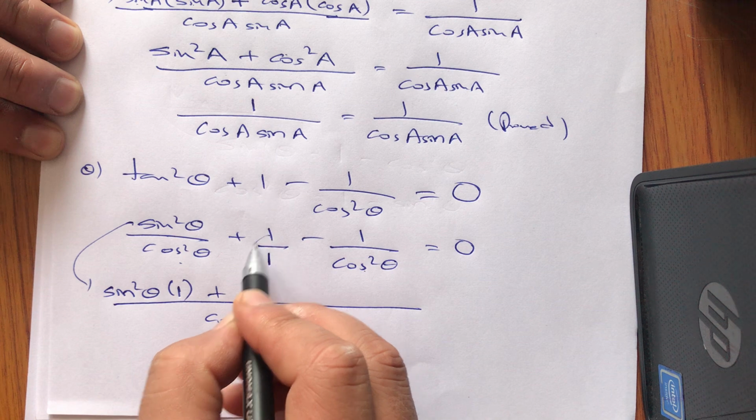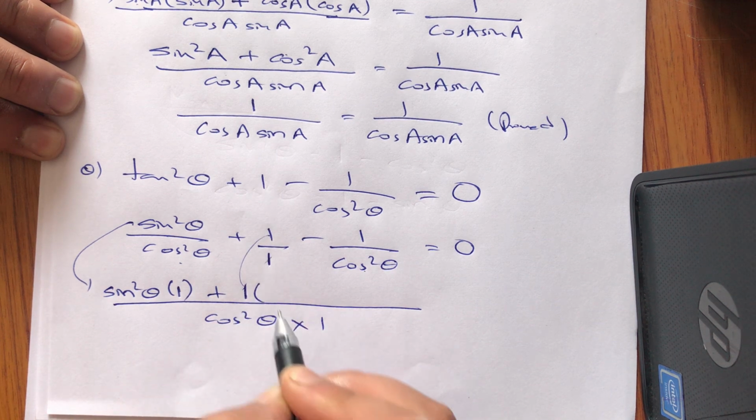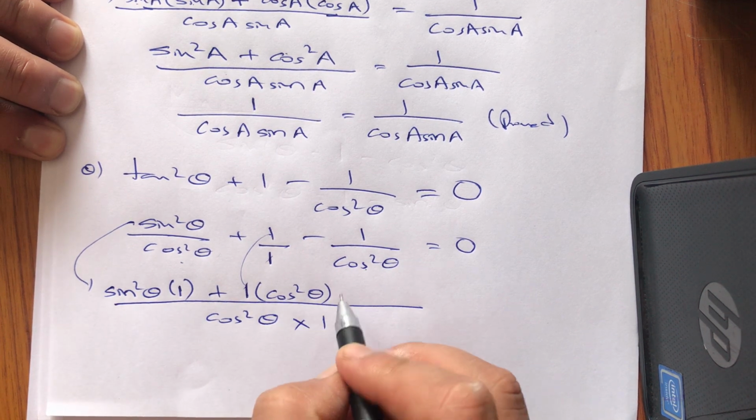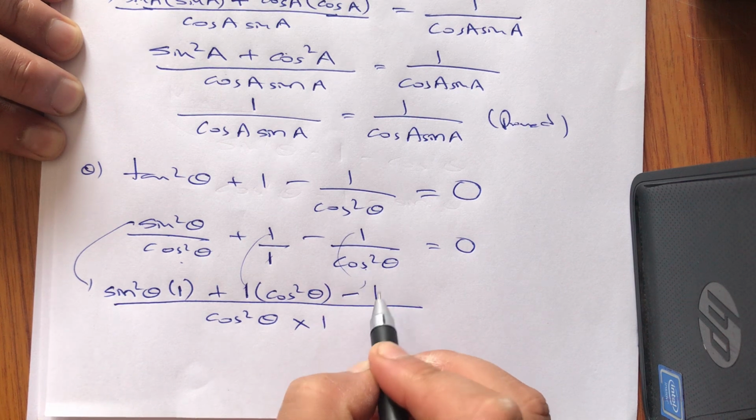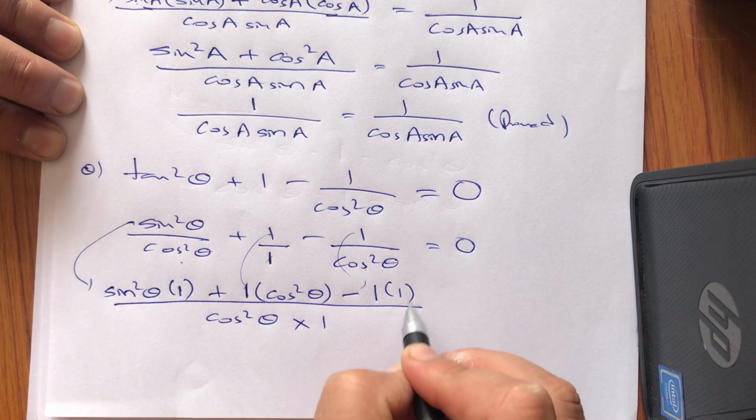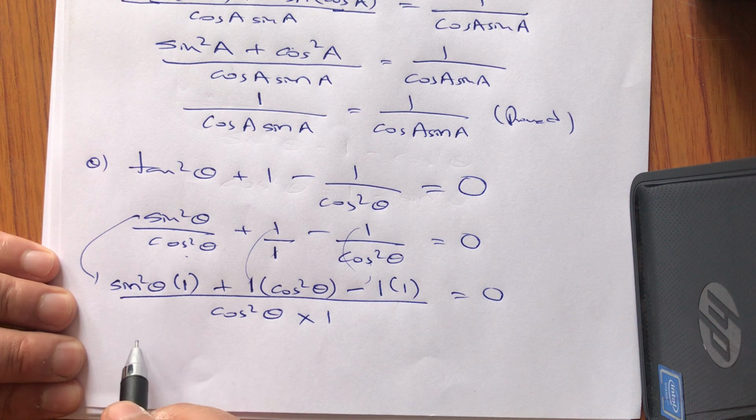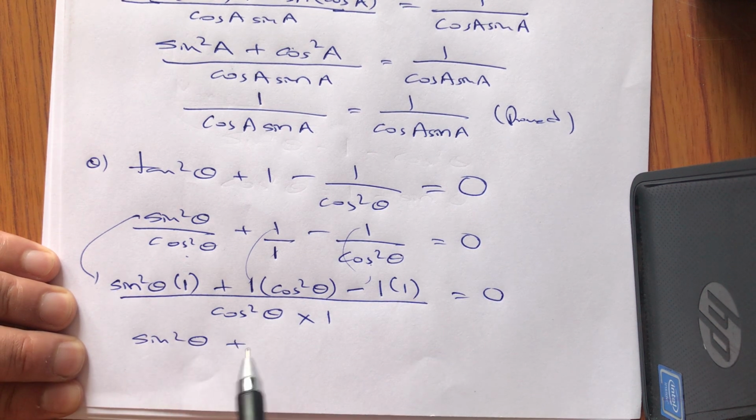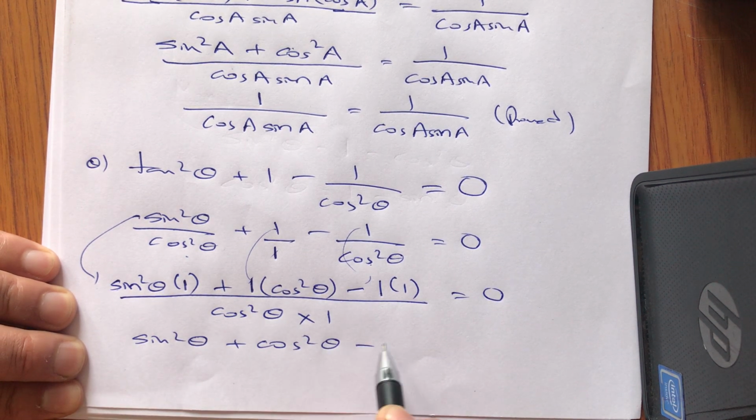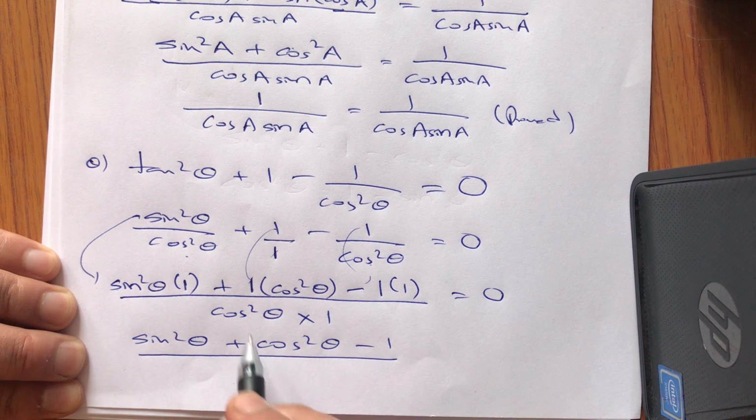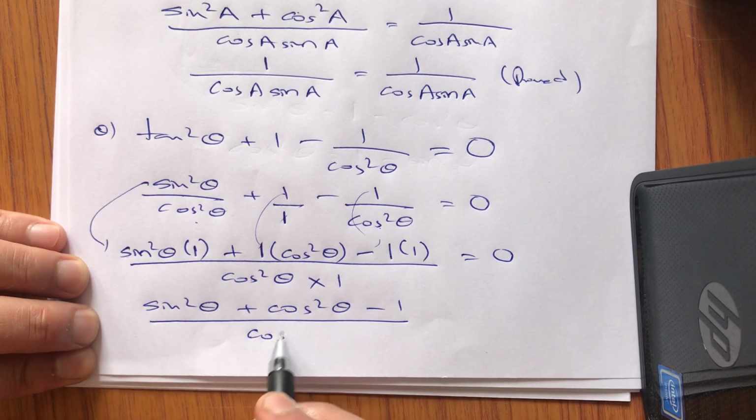Then we have a plus, I copy the 1 as it is, and then 1 and 1 get cancelled, I put the cos square theta. Then minus, I copy the 1 as it is, then cos squared gets cancelled, I put a 1, equals 0. So 1 into sine squared gives me sine square theta, plus 1 into cos squared gives me cos square theta, minus 1 divided by 1 into cos squared theta gives me cos squared theta, is equal to 0.